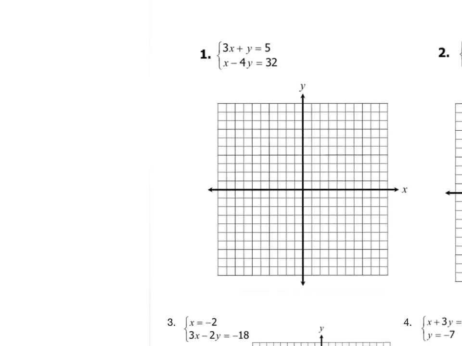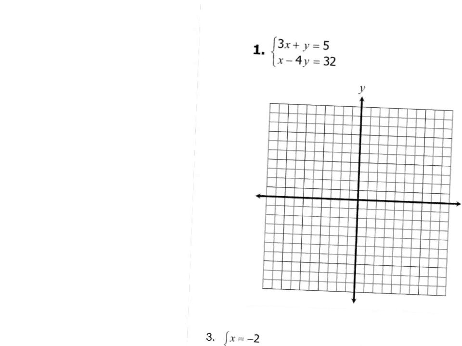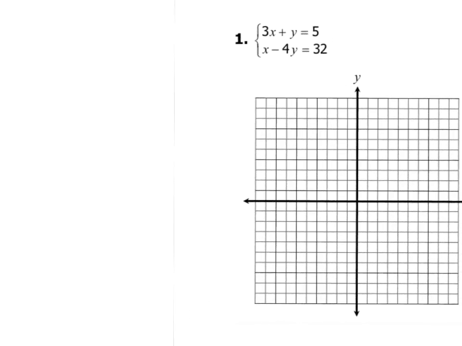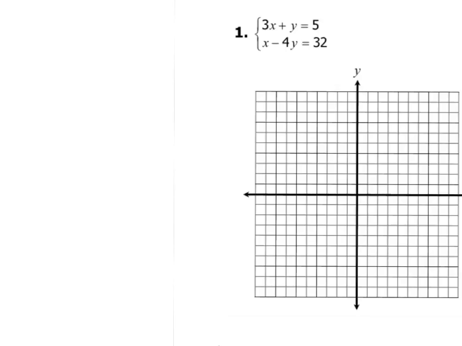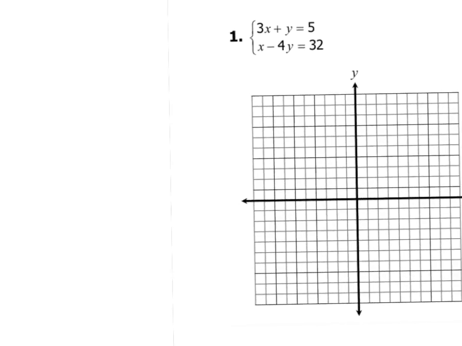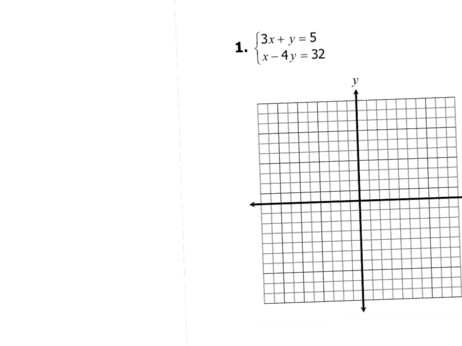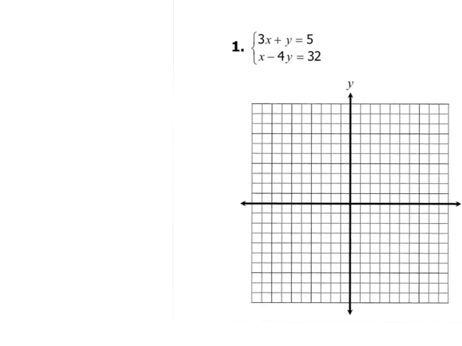So for number one, if you notice, both of those equations are in standard form, ax plus by equals c. They are not in slope-intercept form. So what we'd want to do first is change them to slope-intercept form. And I'll do the first one in red. So that's 3x plus y equals 5.